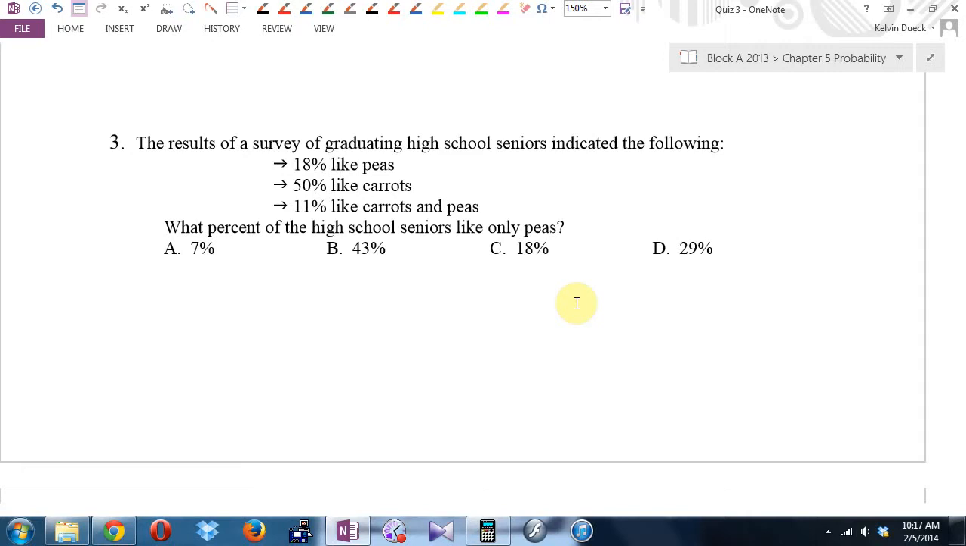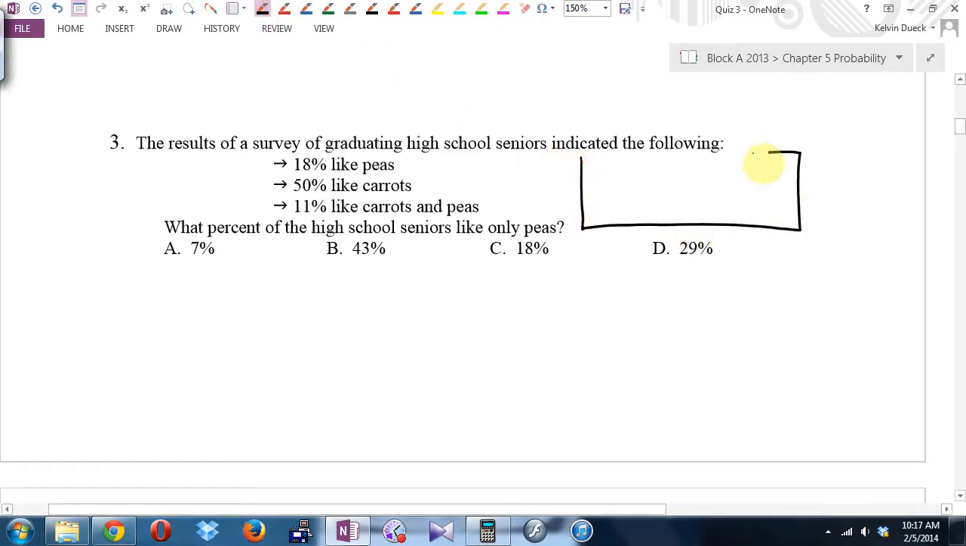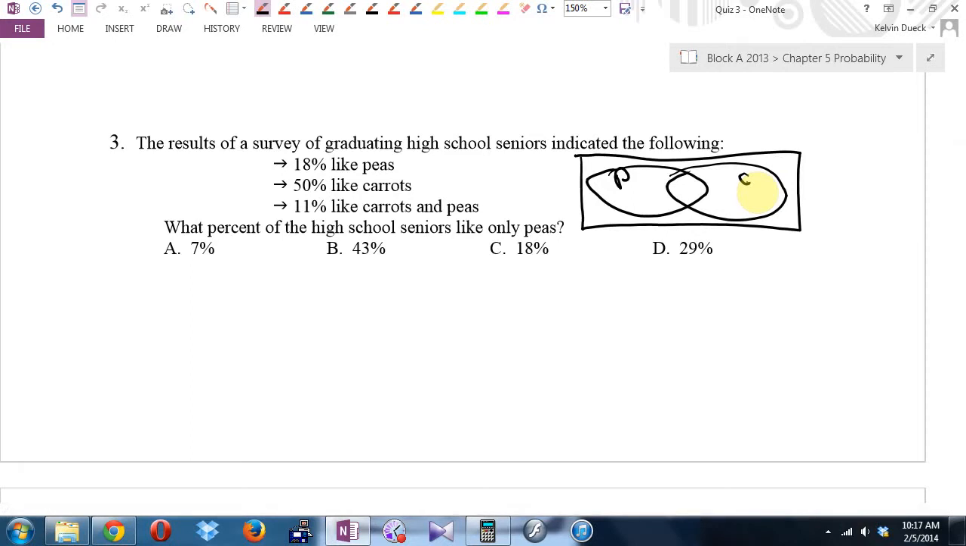Yes, definitely a Venn diagram. There is a way to do this with the formulas, but a Venn diagram works best. My Venn diagram is going to look as follows. Peas, carrots. When you're doing a Venn diagram, you want to start with the overlap. If they didn't tell you the overlap, put an X there. Did they tell me the overlap? What's the and? What's the overlap? What number is going to go in the middle?